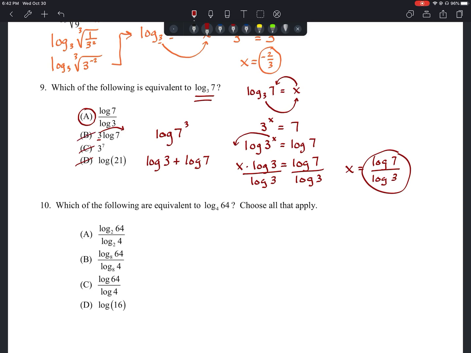If you have a calculator available when you're doing this, you could always just take each of these values and plug them in to see what the approximate value would be, and whichever one matched this, you would want to go with that one. That would be the common sense approach to it.